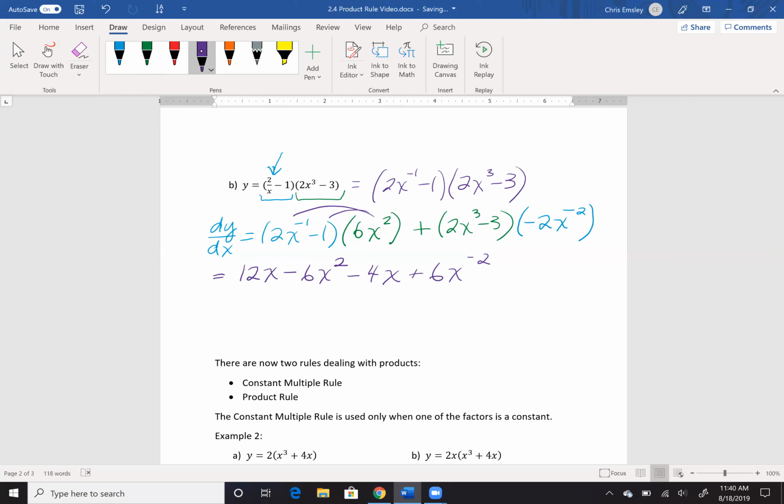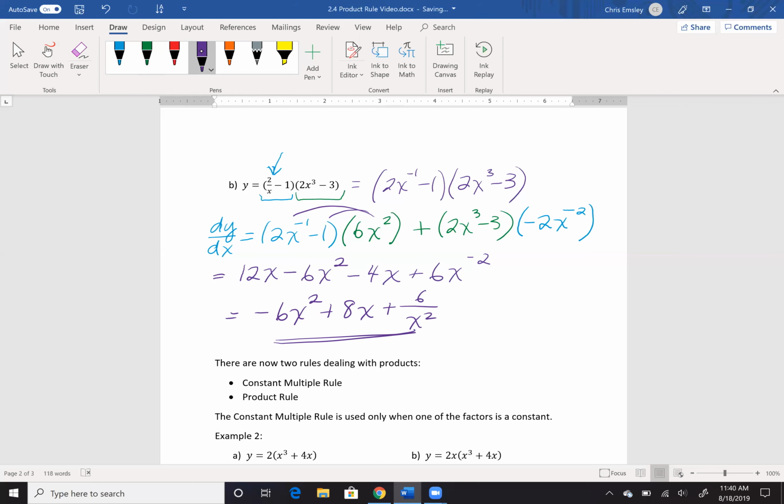Then, in our final step, we want to combine some like terms, and I'm also going to resolve that negative exponent. So our highest power is x squared. We have 12x minus 4x, so that leaves us with 8x plus 6 over x squared. There's our derivative for our second example.